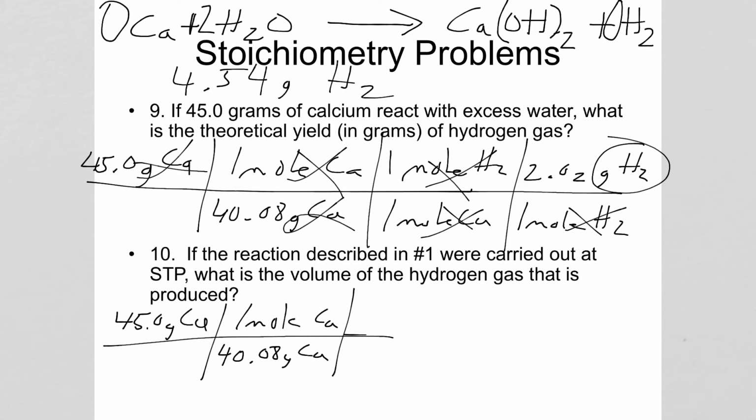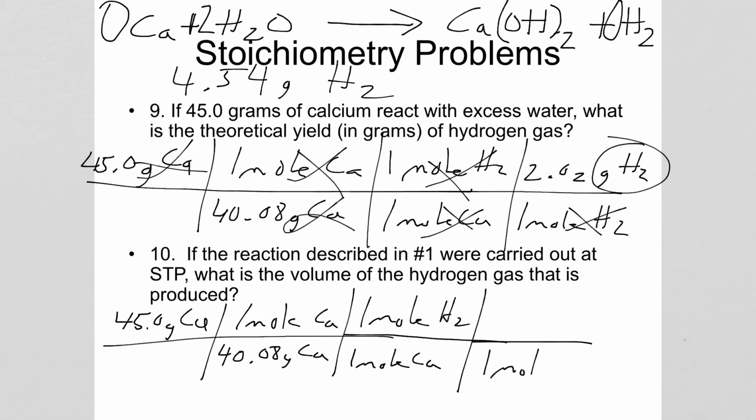Our next step was to use the mole ratio, which we'll do again. 1 mole of calcium, 1 mole of hydrogen gas. Where this problem differs is on this next step. Remember that 1 mole of any gas at STP is going to be equal to 22.4 liters of that gas. Now remember, that number only works at standard temperature and pressure.